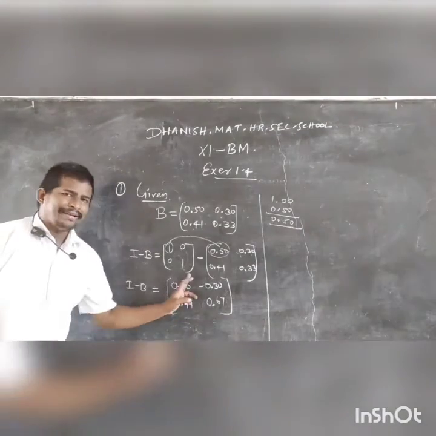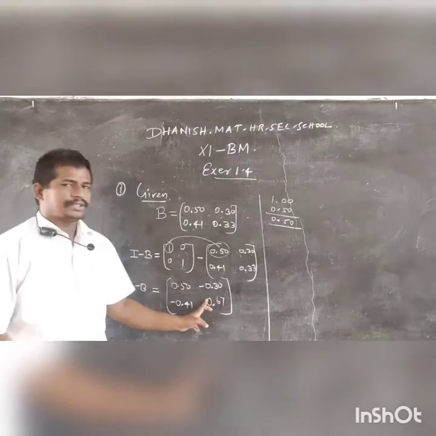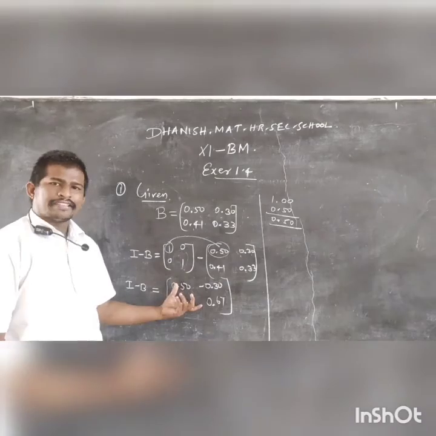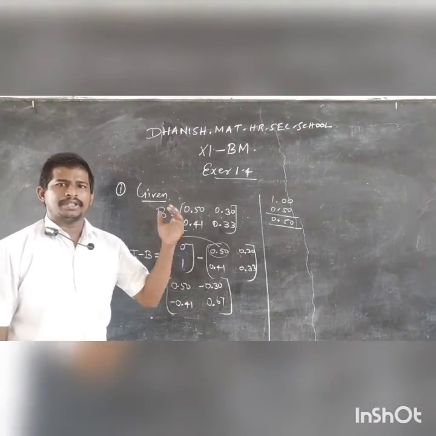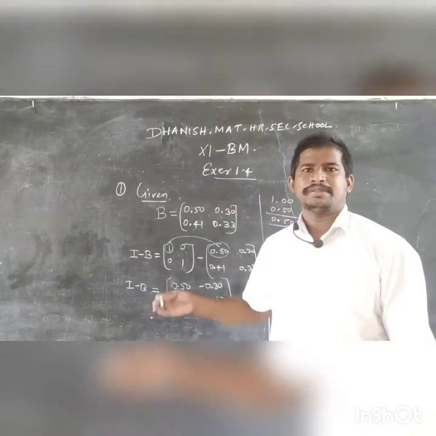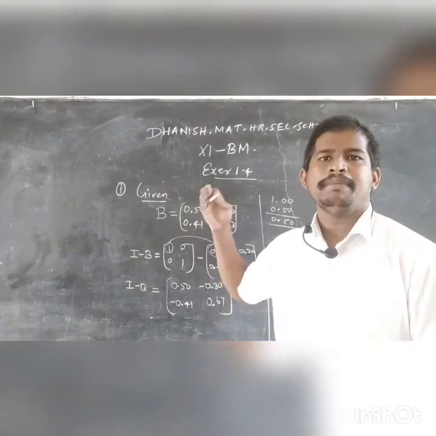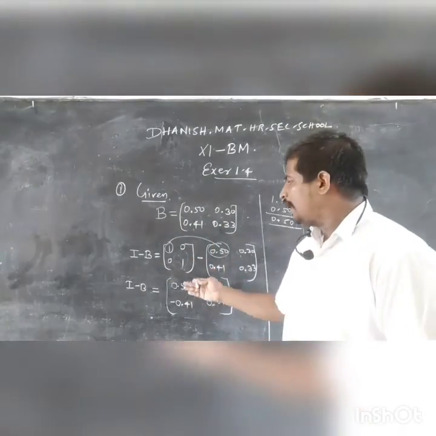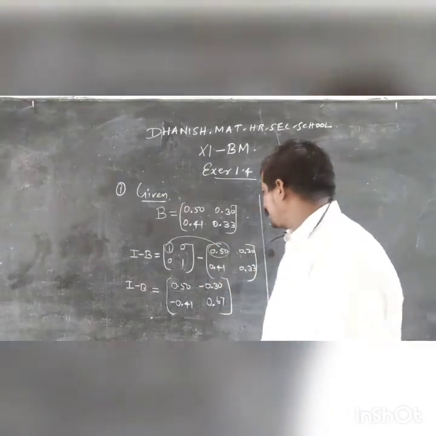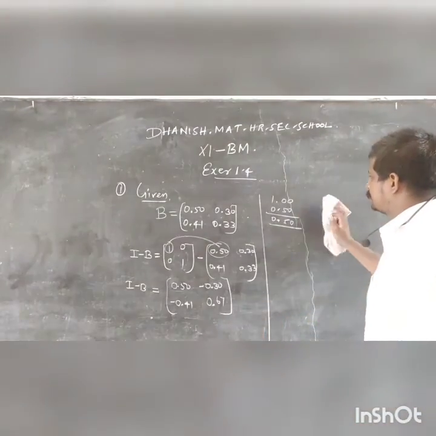Look at our main diagonal. Here we have 0.50 as well as 0.67. They are positive, so our first condition is satisfied. What is the first condition? The main leading diagonal elements in I minus B must be positive. Here our elements are positive numbers, so the first condition is satisfied. Now I am going to find the second one, that is, the determinant of this.